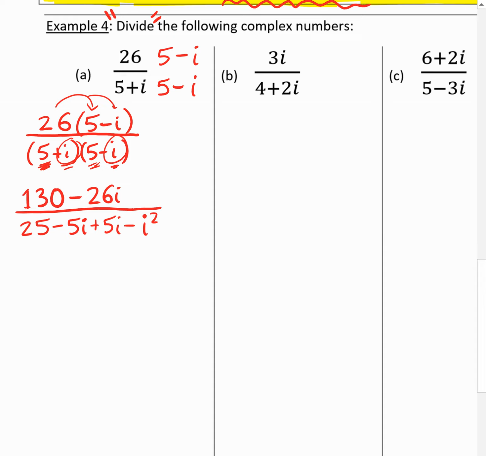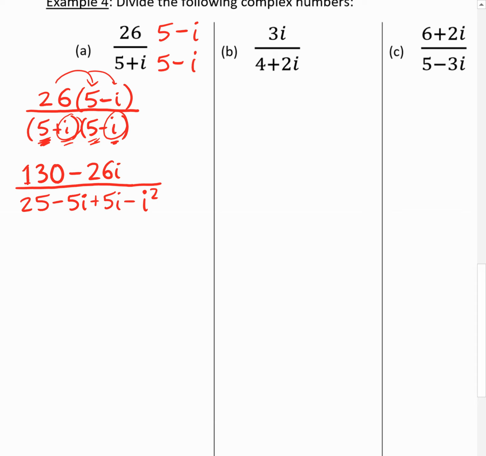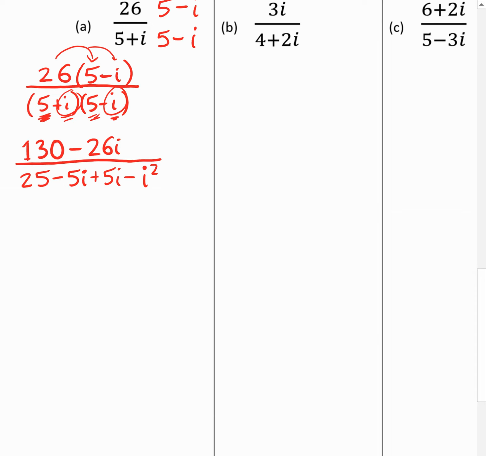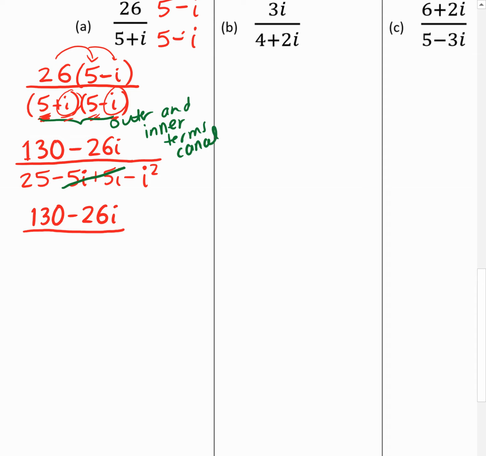Here we are. And in the numerator, there's not much you can do because you have a 130 and a negative 26i. Those are not like terms. So there's not a whole lot you can do there. They'll just be waiting to see what happens in the denominator. And this is a point where I should have remembered the outer and the inner cancel. Of course, when you multiply conjugates, remember, outer and inner terms will cancel. So if you want, you can just multiply the first and the last and forget about the outer and the inner, because they'll always cancel every single time.